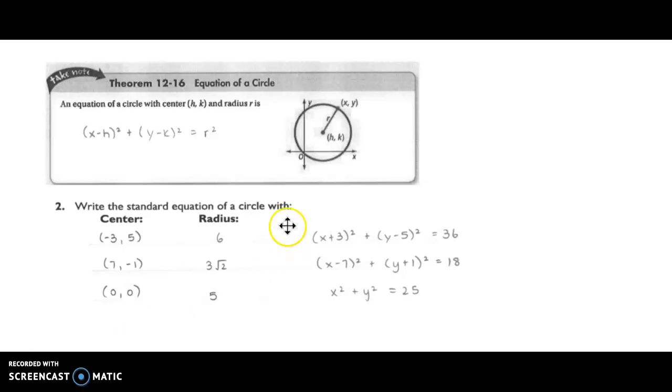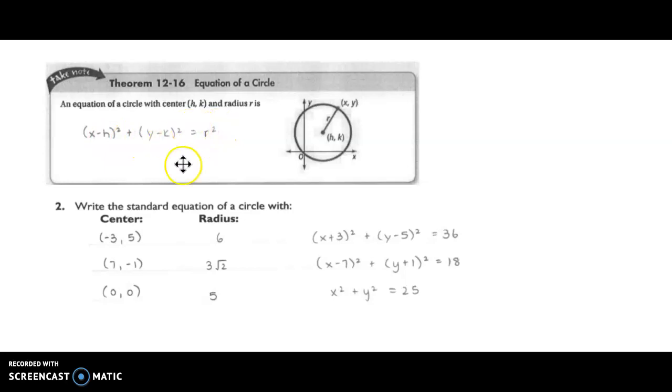Okay, this is going to be 12.5. We're going to look at equations of a circle. This is the general equation of a circle. H and K are the center of the circle, and X and Y represent any point on that circle. Note that the signs change when we write in H and K, the values.